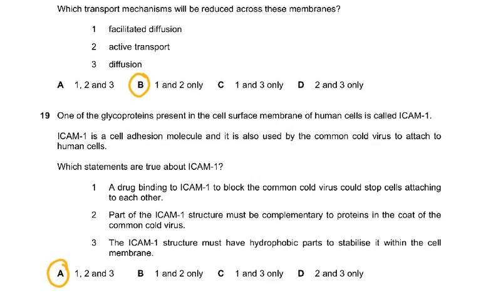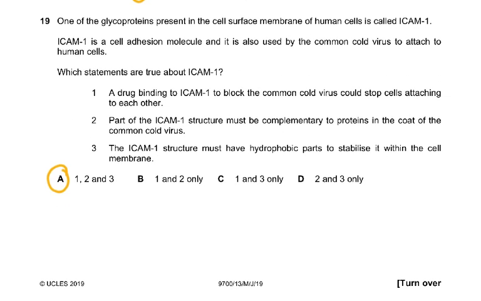Then we come on to question number 19. One of the glycoproteins present in the cell membrane of human cells is called ICAM1. ICAM1 is a cell adhesion molecule and is also used by the common cold virus to attach to human cells. Which statements are true about ICAM1? 1: A drug binding to ICAM1 to block the common cold virus could stop cells attaching to each other. 2: Part of the ICAM1 structure must be complementary to proteins in the coat of the common cold virus. 3: The ICAM1 structure must have hydrophobic parts to stabilize it within the cell membrane.